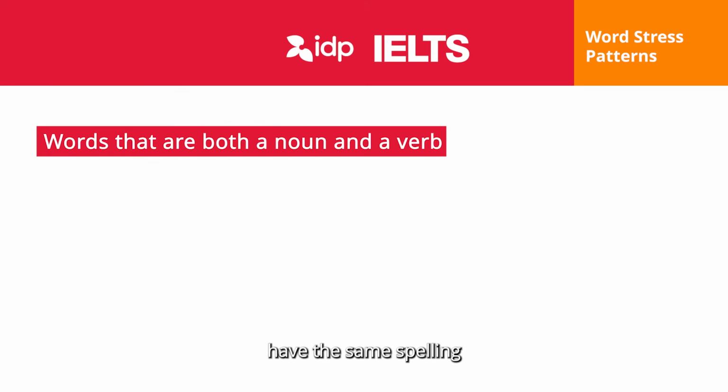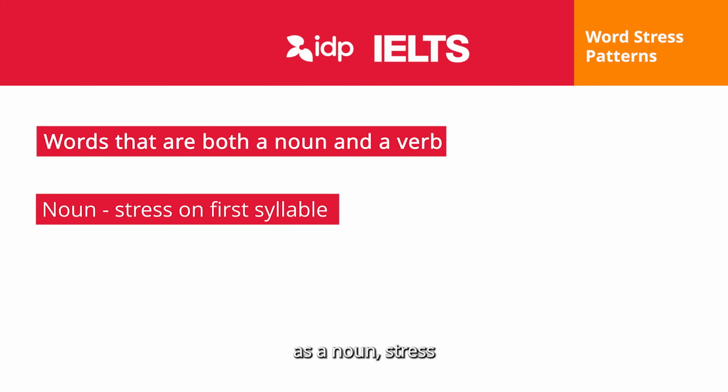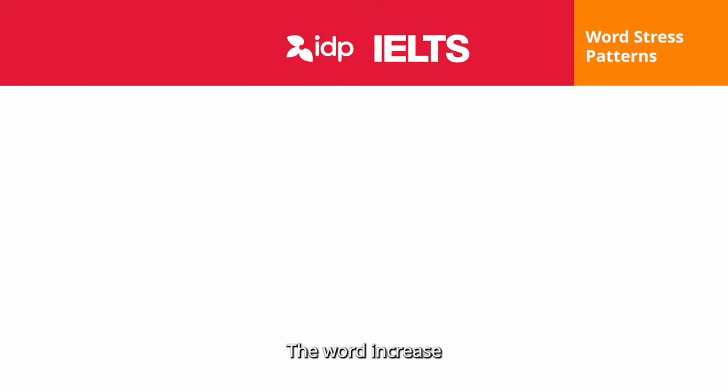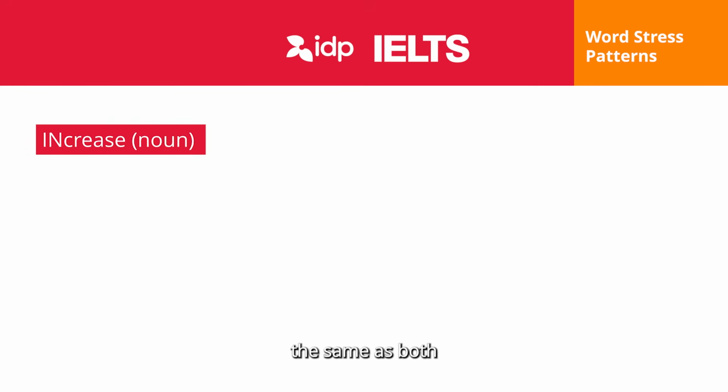Some words have the same spelling as both nouns and verbs. However, the stress pattern shifts depending on whether you're using the word as a noun or a verb. If you're using the word as a noun, stress the first syllable. If you're using it as a verb, stress the second syllable. Let's look at some examples. The word increase is spelt the same as both a noun and a verb.